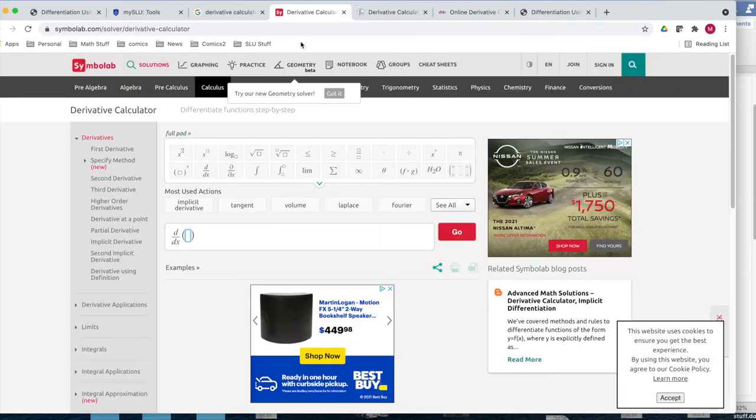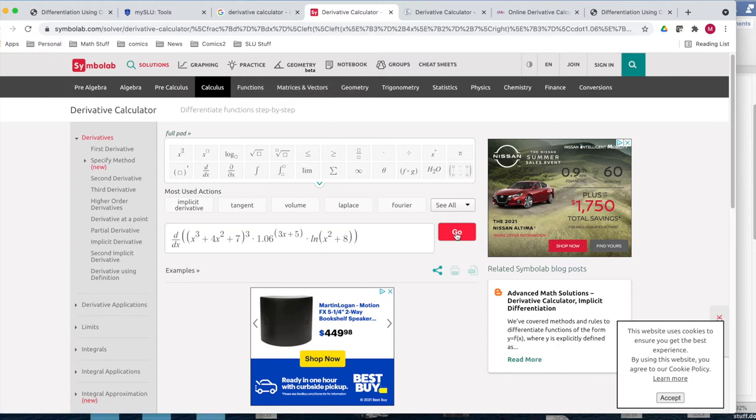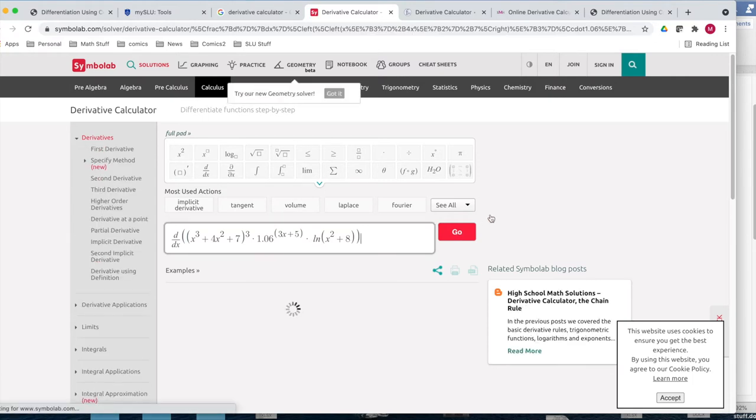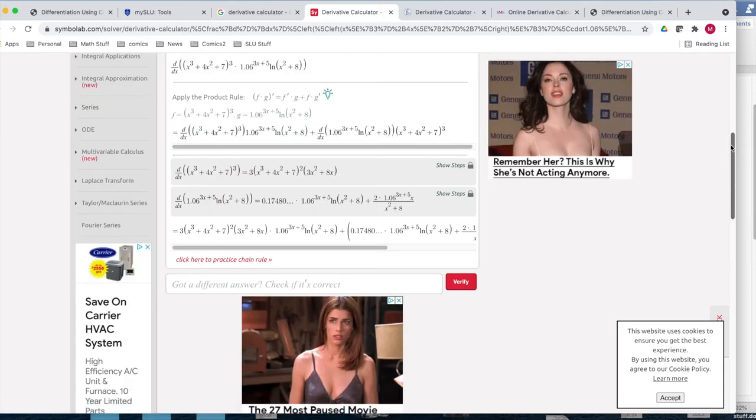I'm going to Symbol Lab and do a similar thing. Tell it to go. It's got a place for derivatives. I stall, it computes out the derivative. Once again, to show steps, I'm going to have to pay for it.